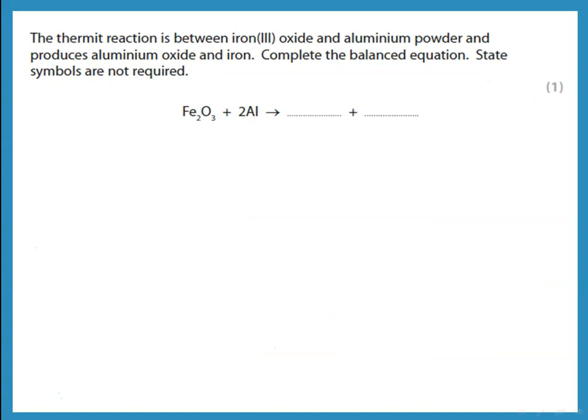Okay. Thermit reaction between iron 3 oxide and aluminium powder produces aluminium oxide and iron. So aluminium oxide, valency of aluminium is 3, valency of oxygen is 2, so this is how we write aluminium oxide, plus iron, and then you need to balance. You have 2 iron before the arrow, 2 iron after the arrow, and it's balanced, right?